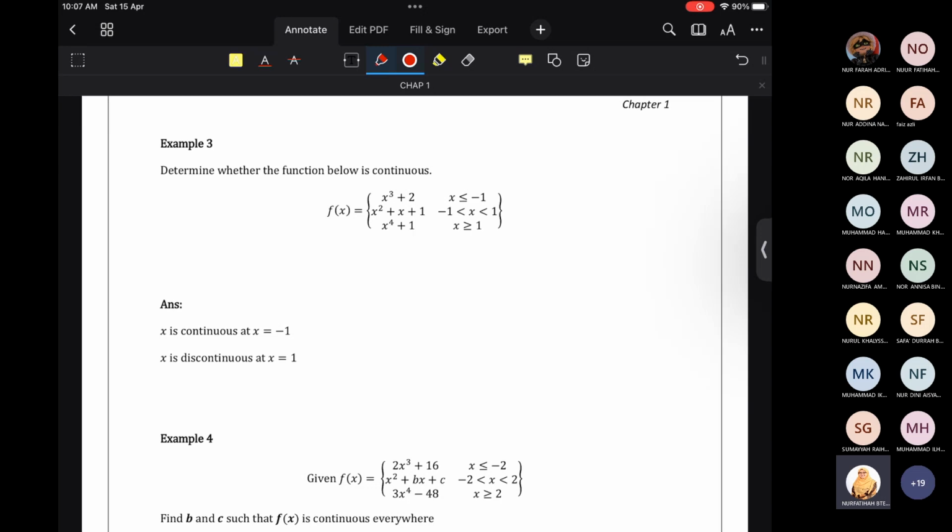Okay, can you show that when x is equal to -1, the function is continuous? Please show. What is the answer for f(-1)?